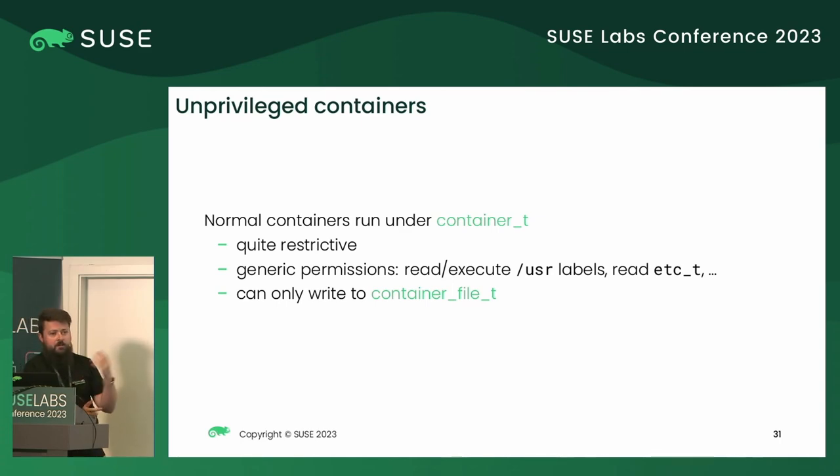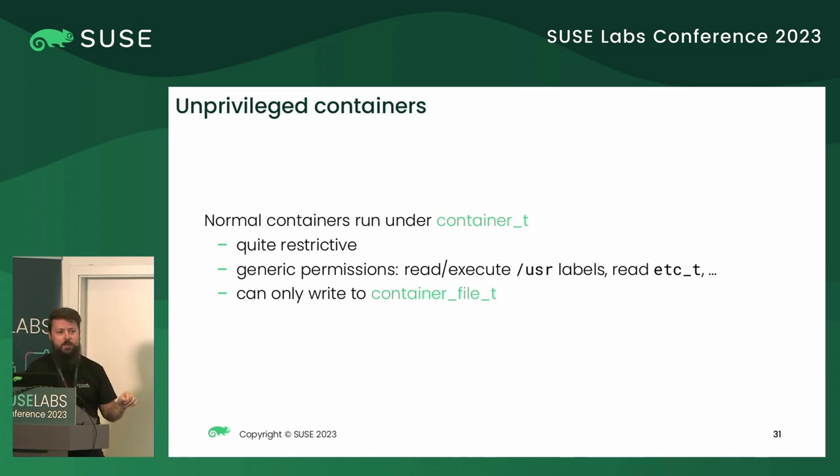So normal containers, the bog standard ones that you can just start, run under container_t. This is a domain that is quite restrictive. It has some generic, common read permissions. For example, it can read and execute most labels that are unproblematic under /usr. It can generally read configuration files under /etc and so on. Nothing special. What's really quite special about the container_t domain is that it can only write to this container_file_t type.